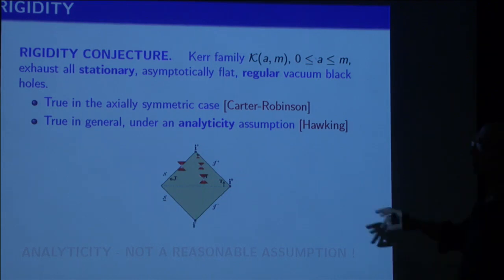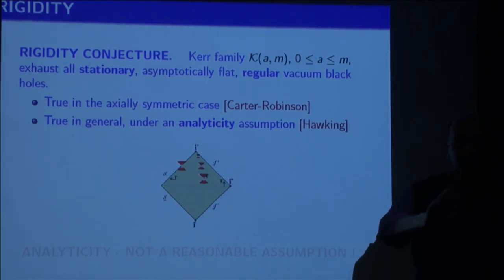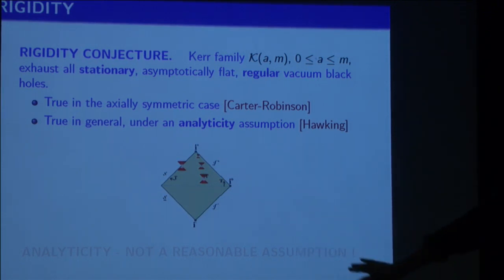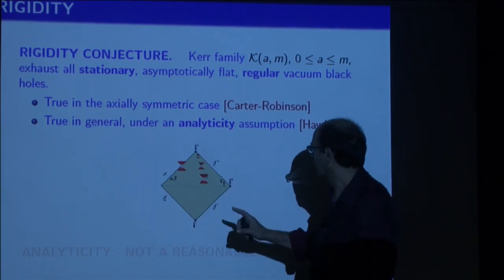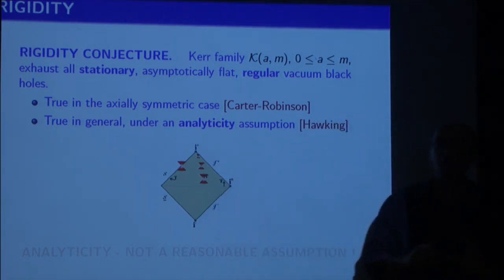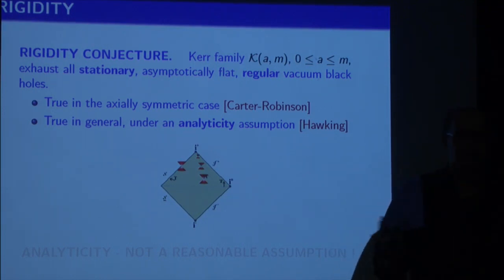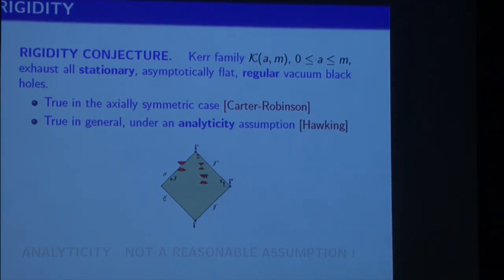But don't get so excited, because this is a terrible result. This is a terrible result, actually, because it's a cheat result, because analyticity makes no sense. First of all, analyticity doesn't make any sense in the context of hyperbolic equations, because you have to talk about causality, domains of dependence. Analyticity should have nothing to do with the theory of general relativity.